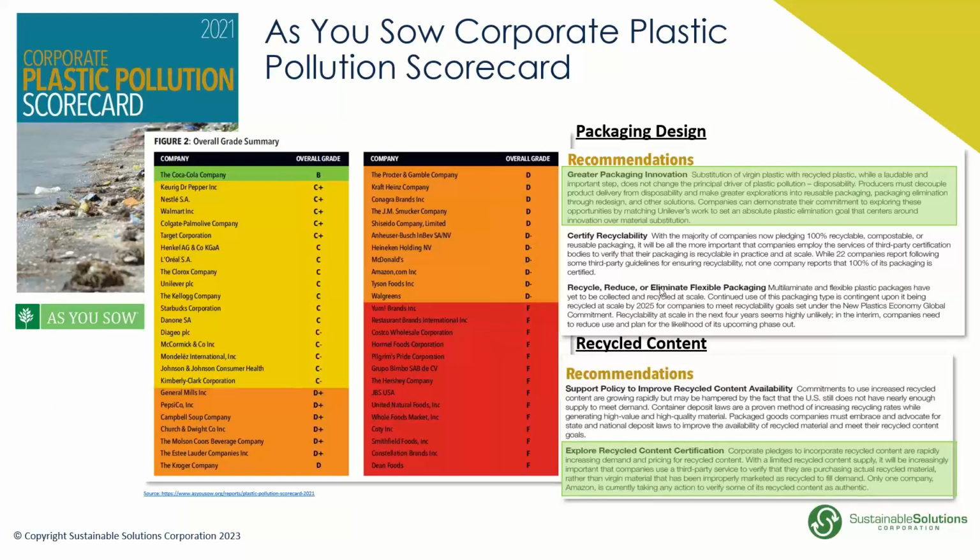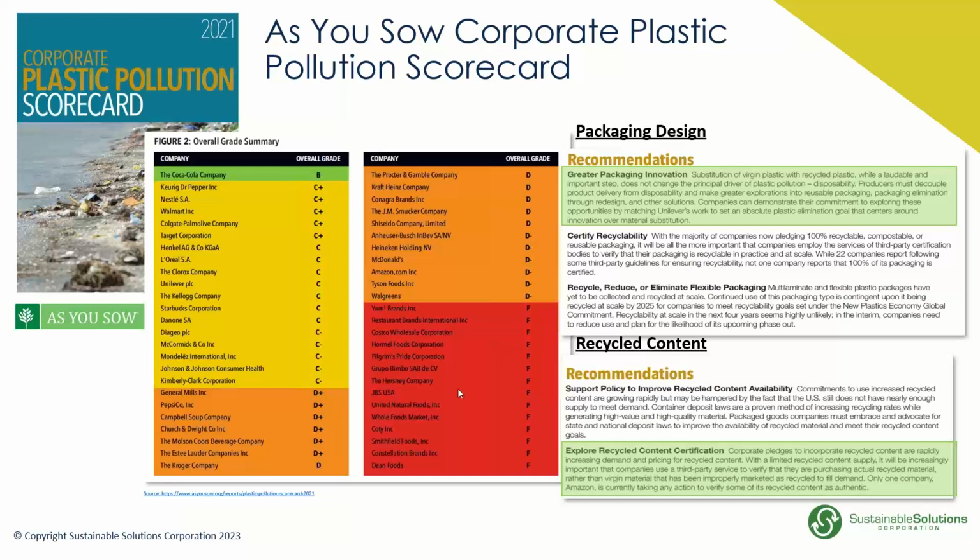I don't know if you've all seen this report, but this was put out in 2021 by an organization called As You Sow. They are a nonprofit organization that's looking to drive change, and they put out a plastic pollution scorecard. I know that some of the companies on this webinar today might be on this list, but they basically ranked you as a company in terms of how you're handling your plastic materials and your packaging. And you can see here, a lot of companies got C's, D's, and F's in terms of how they were performing based on this scorecard.